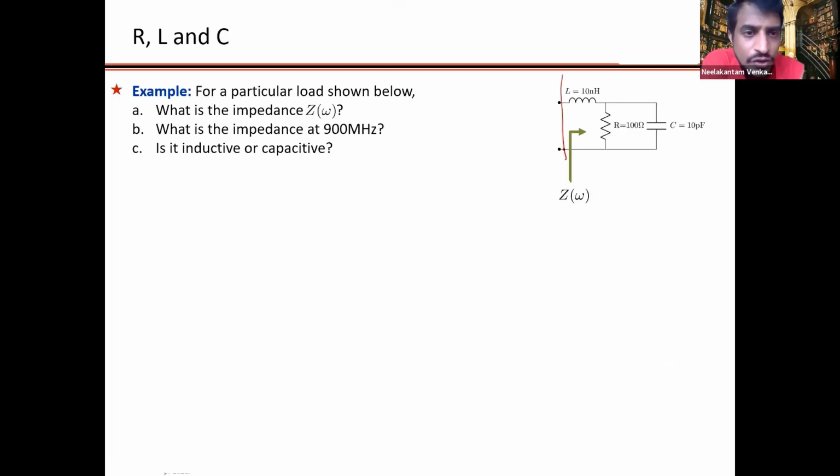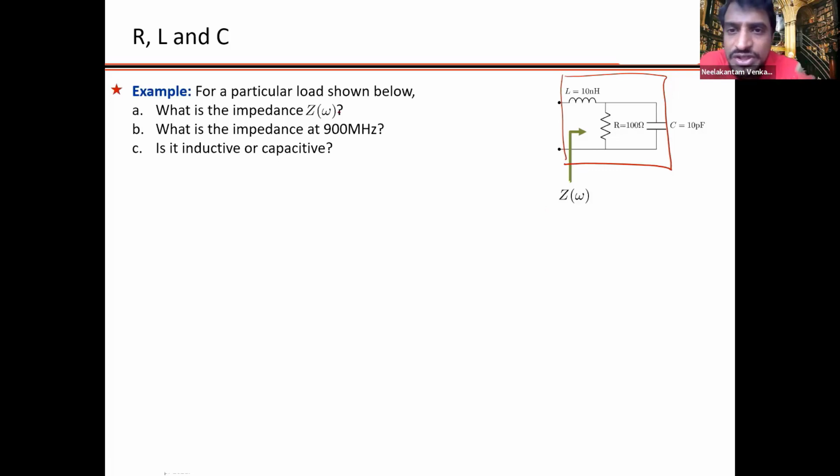So this is the RF load that we are talking about, which consists of an inductor which is in series with a resistor and a capacitor. The resistor and capacitor are in parallel with each other. The R and the C are in parallel with each other. They are then connected in series with an inductance of 10 nanohenry.